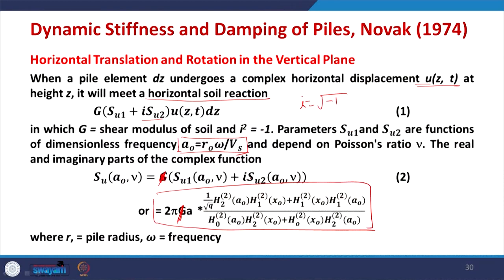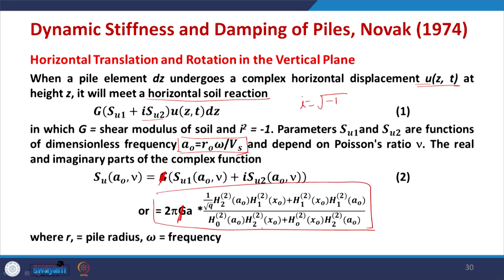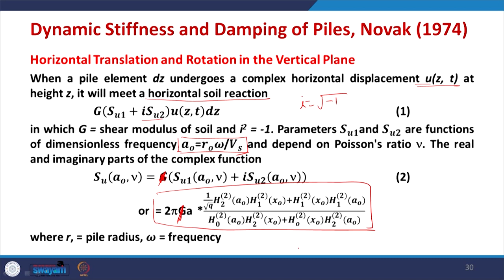Ultimately, the values of Su1 and Su2 are given by Novak in the form of charts, and as mentioned in equation 2, they are functions of a0 and Poisson's ratio nu. Before we talk about the chart, what is Q in this equation? You have in this equation the value of a0, H1, and these are given here. Here Q is 1 minus 2 nu divided by twice 1 minus nu, and the square root of 2 is coming here, x0 is coming, and Q is coming here.